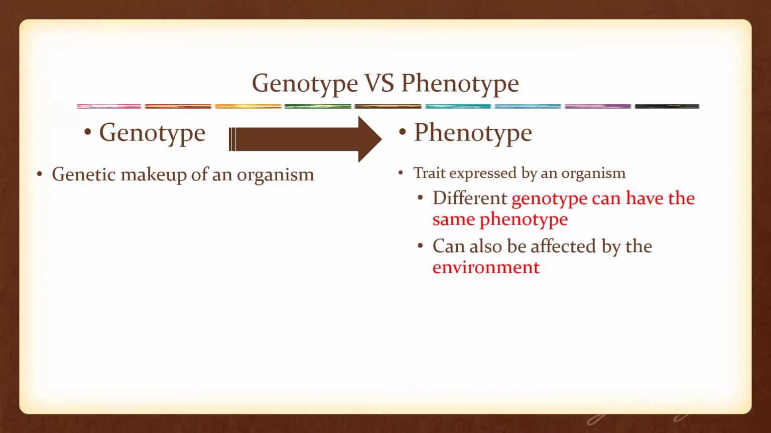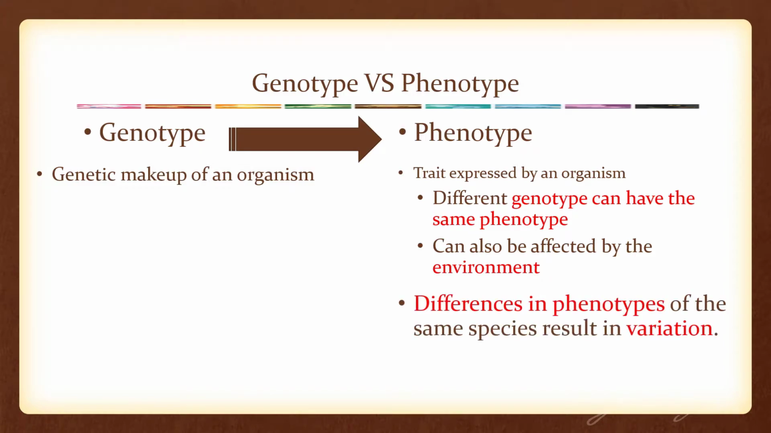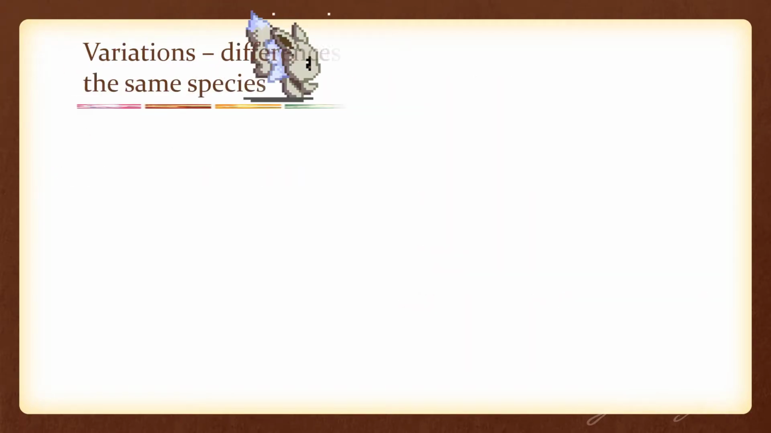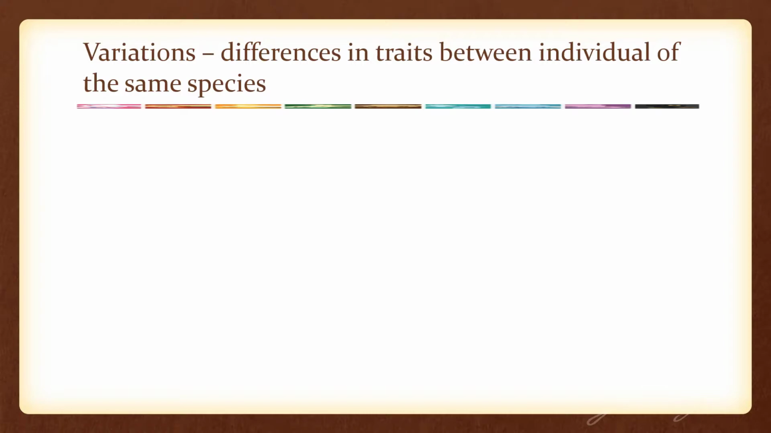Different genotypes can have the same phenotype, and your phenotype can be affected by the environment. For example, your height and weight. If you eat a lot more calories than you are burning off, you will most likely get fat. So this is what it means by getting affected by the environment. And the differences in the phenotype of the same species will result in variation. What is variation? Variation is the differences in the traits between individuals of the same species.